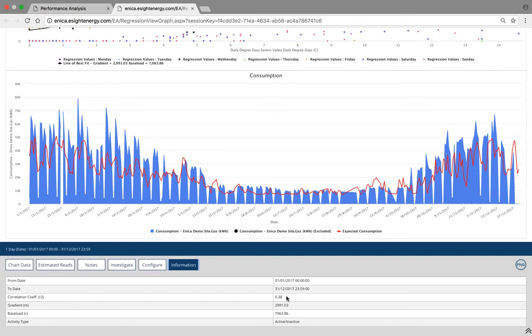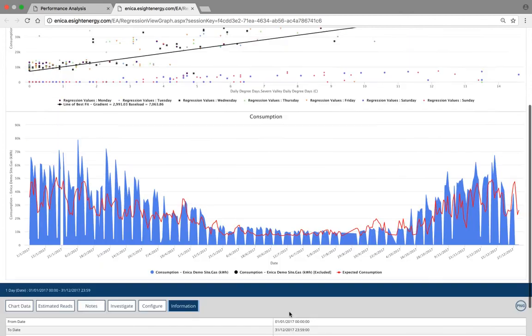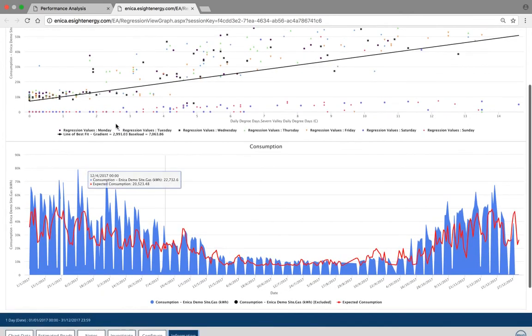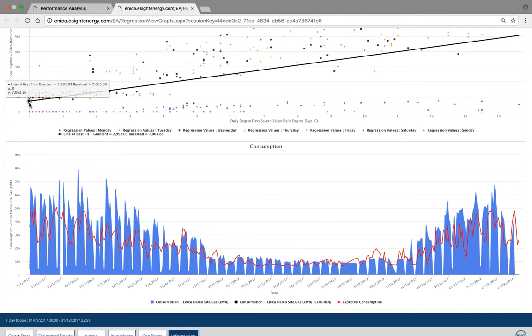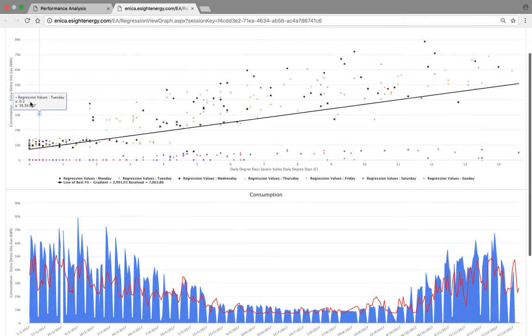We have the gradient in here and also the base load, which is the plus C part of any y equals mx plus c scatter graph. So the plus C part would be essentially when there is, in this case, no heating required. This model would tend to suggest that there is still gas consumption for non-weather dependent factors, maybe something like domestic hot water.